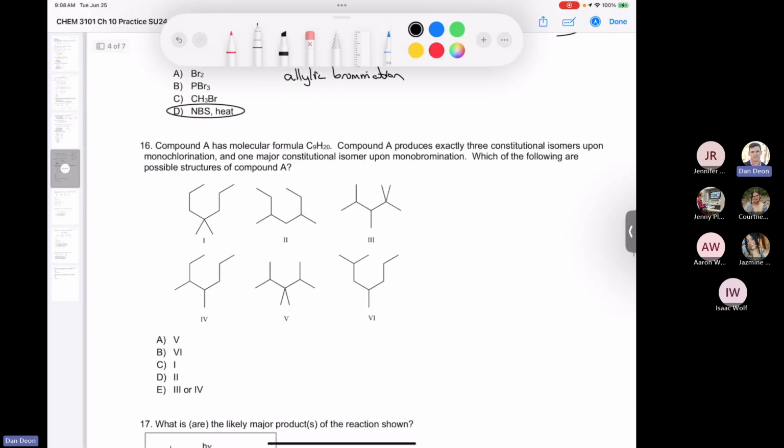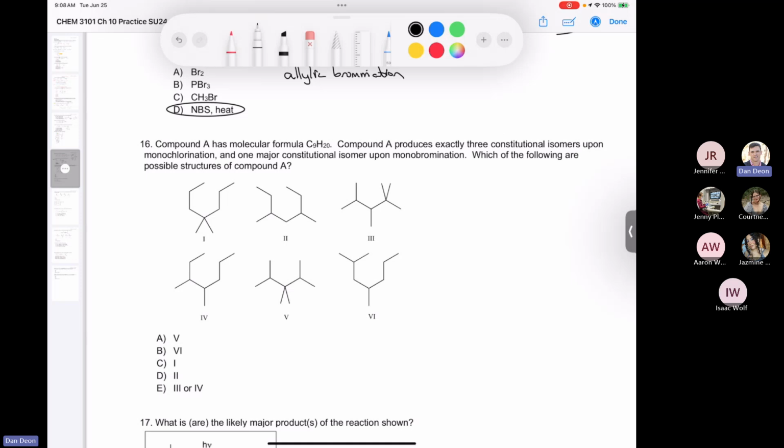Okay, boy, oh boy, this one's, wow, there's a lot of possible answers here. Anyhow, it says compound A has a molecular formula of C9H20. So just some quick mental math here. The HDI is going to be 0, and probably is because none of these have any double bonds or rings. Compound A produces exactly 3 constitutional isomers upon monochlorination, and 1 after bromination. Which of the following is a possible structure for compound A?